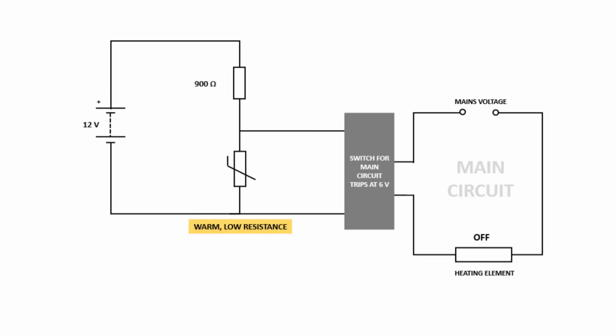The thermistor and the thermostat works in a similar way. When it's warm, the resistance is low. It takes a small share of the PD, and the PD across the switch isn't high enough to trip it. As it gets cooler, the resistance of the thermistor increases, it gets a bigger share of the PD, and eventually it's enough to trip the switch and turn the heating on.